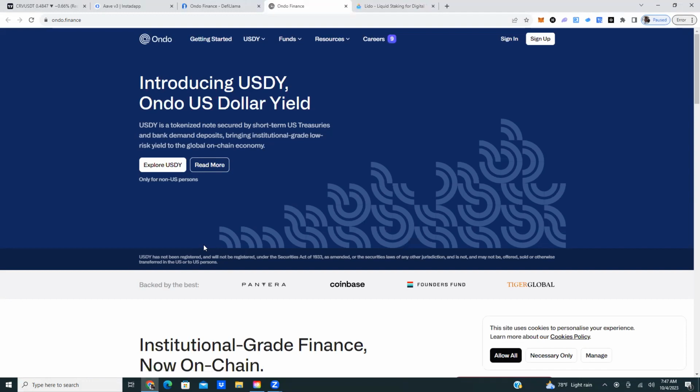Introducing USDY, Ondo US dollar yield. US dollar yield is a tokenized note secured by short-term U.S. Treasuries and bank demand deposits, bringing institutional grade low risk yield to the global on-chain economy. Only for non-U.S. persons. I'm not going to dive into that, but as long as you are not a U.S. person, then you should be good. You should be utilizing this platform. So let's take a look.